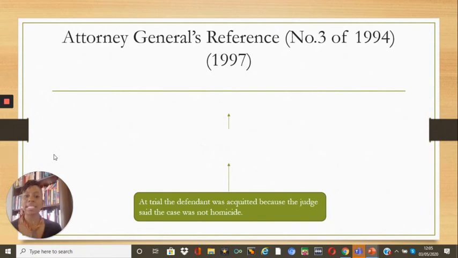Okay. And the court said this. So first at trial, he's charged, he goes to trial, and he was acquitted. So he was not found guilty. And he was acquitted because the judge said the case was not homicide.